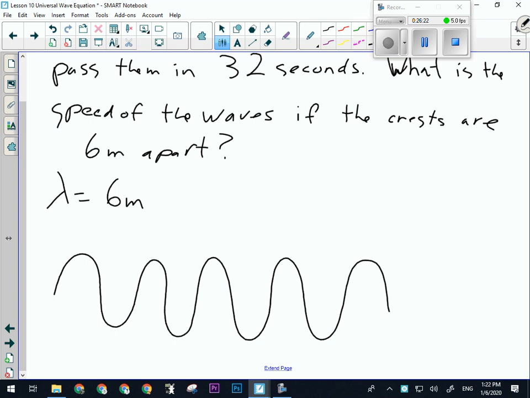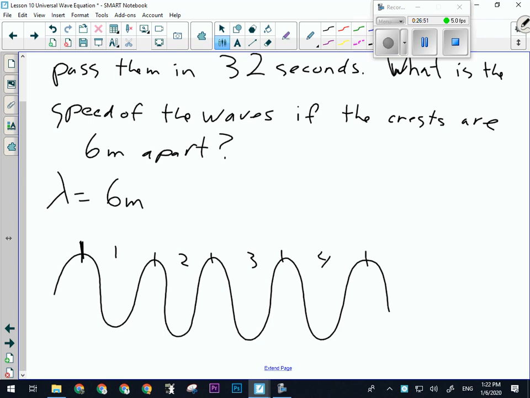Okay, so the person starts counting here on the first crest. This is 1 wavelength. This is 2 wavelengths. 3 wavelengths. How many waves are there? If I see 5 crests, I only see 4 waves.